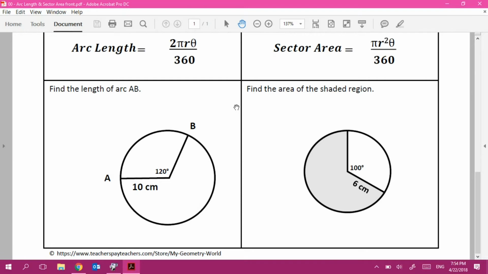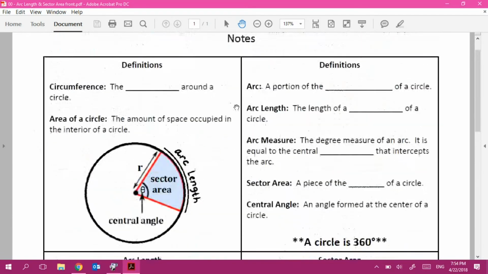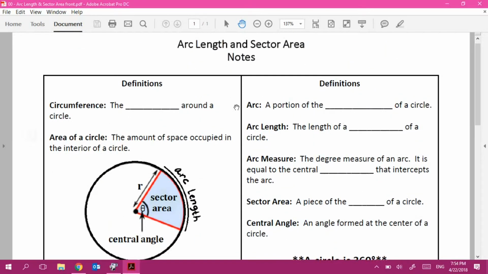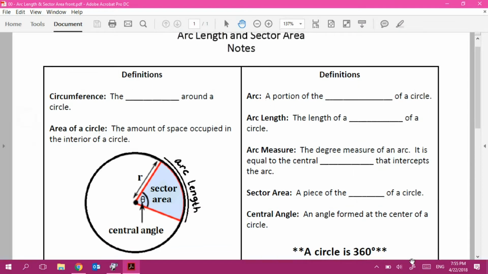And today the topic is going to be arc length and sector area notes. This one should be pretty quick here. I know you like the sound of that one. Alright, so arc length and sector area. First we need to go over some definitions so we understand what's going on here.